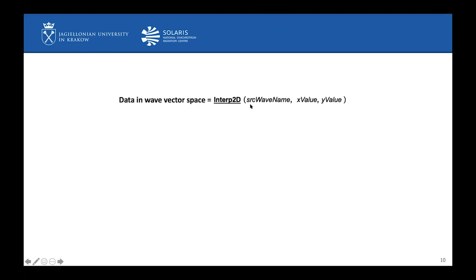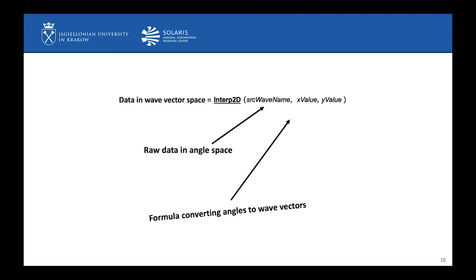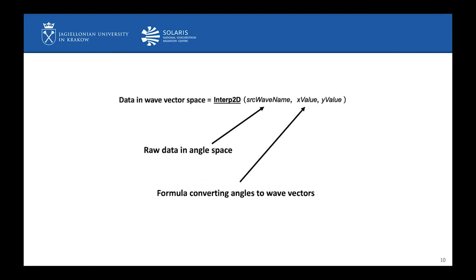So we have three parameters. The first one is the raw data in the angular space. The second parameter is the formula that converts angles to the wave vector. And the last parameter is the formula that converts energy. So let's think how it should look like.